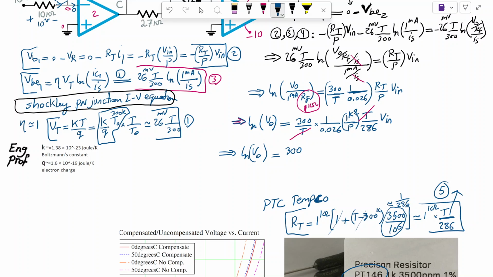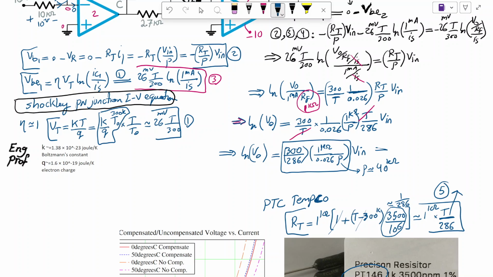and then we have, I would say over 286, so this, and times 1K over 0.026 times P times Vn. I can set the value of potentiometer P such that this thing becomes, for example, 1. So it is my choice. If we do so, P is roughly 40K.